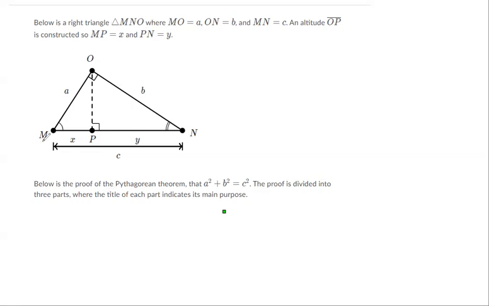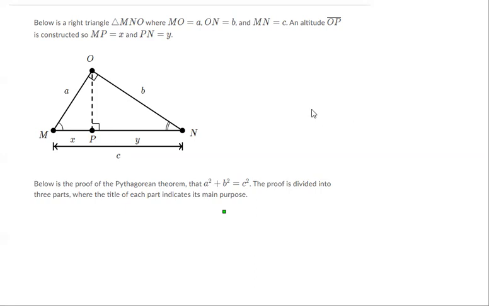So we have the triangle DMON, and now we are given A, B, X, and Y, as well as C as the hypotenuse of the large triangle. And we are given the altitude of the triangle to the hypotenuse. And we want to see that A to the second power, the square of the length, and the square of the other leg equals the square of the hypotenuse. And this is called the Pythagorean theorem.